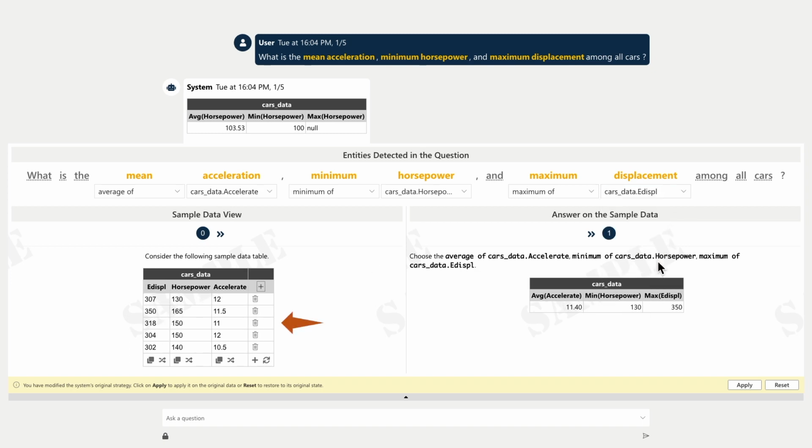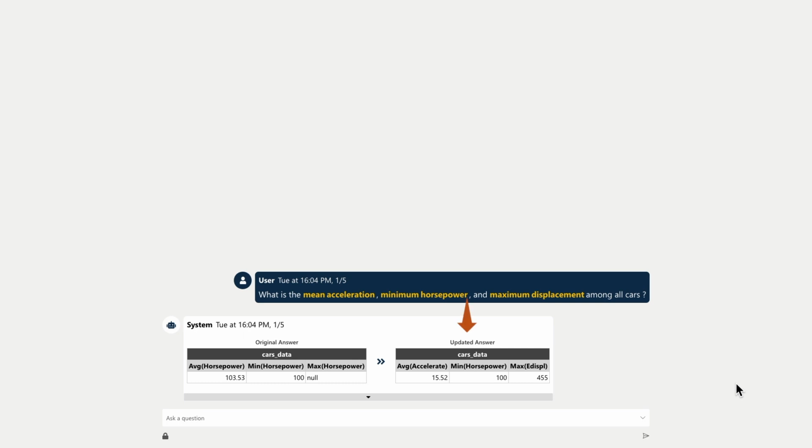A small but relevant sample of the production database is generated on which they can assess the execution of the generated SQL query. Optionally, they can interact with this sample database to verify the correctness of the corresponding answer. Once satisfied, they can accept their changes to re-execute the SQL on the production database that updates the original answer.